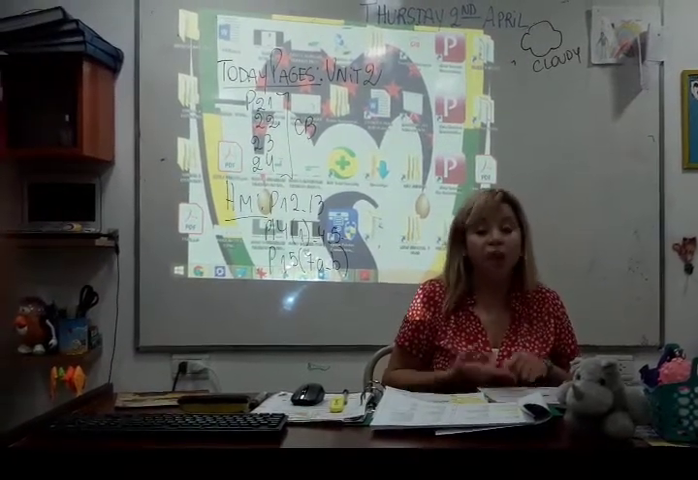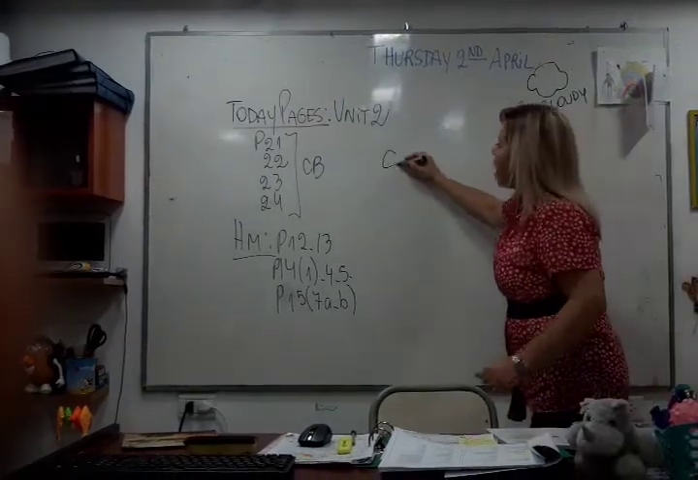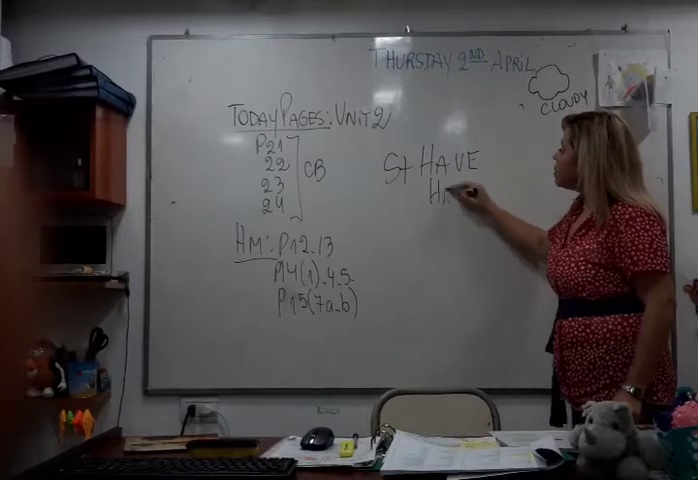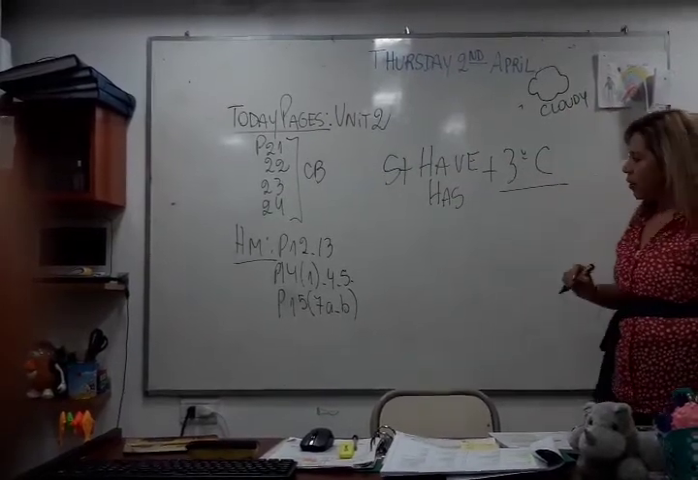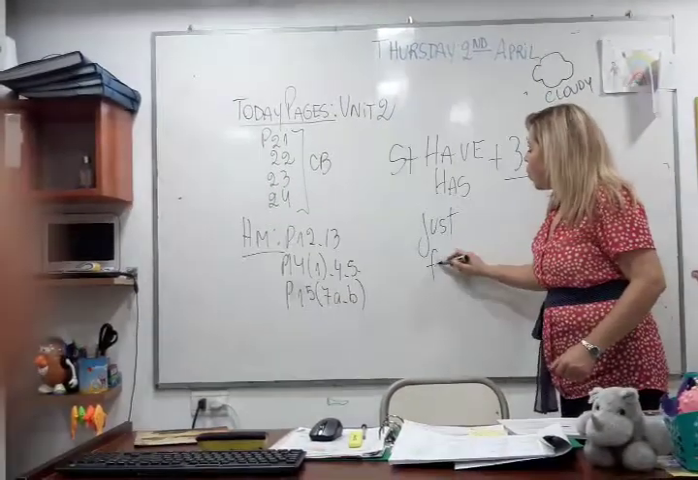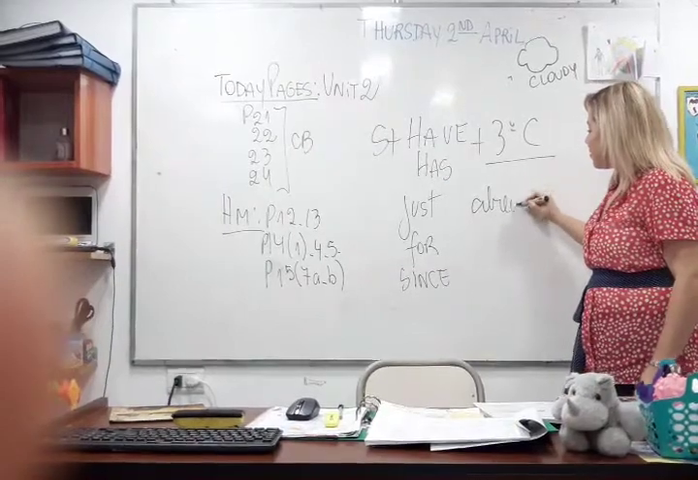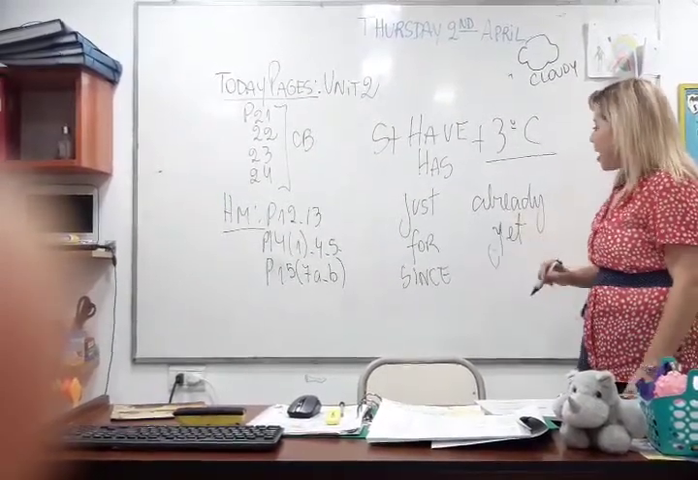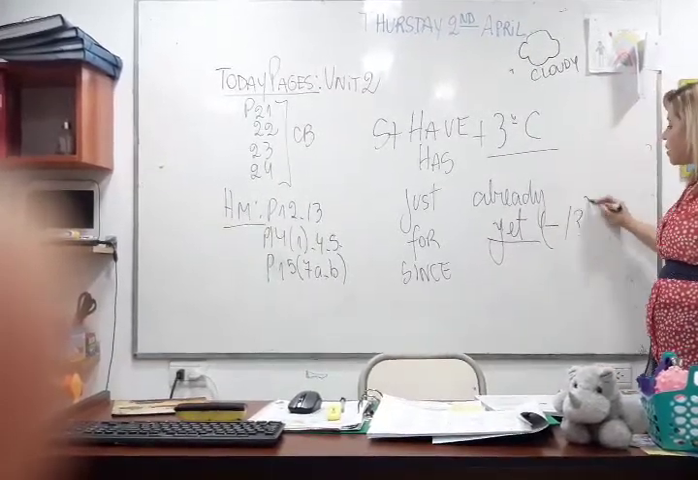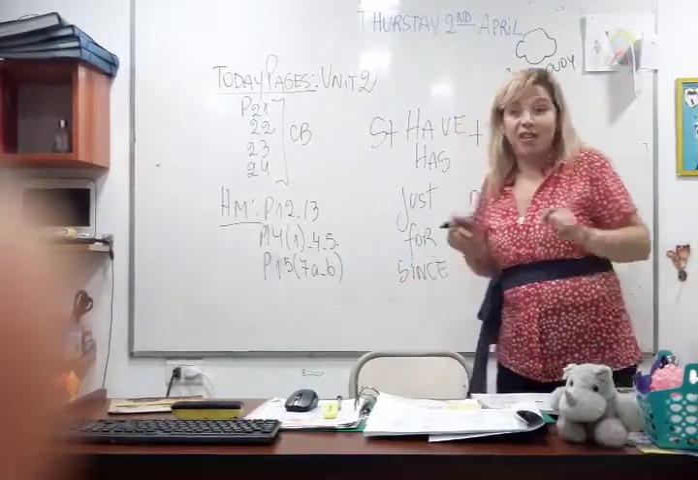Well, so let's go to page 23, and you have present perfect. Remember the present perfect. How do you form the present perfect? The subject plus have or has, plus the third column, the past participle. And which are the adverbs? Just, for, since, already, and yet. Remember yet is for negative and interrogative sentences. Have you studied yet? I haven't studied yet. I haven't finished yet.